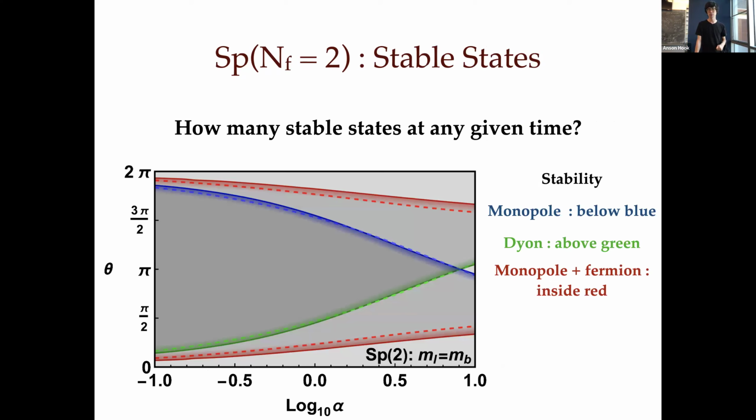And so at the very bottom is theta equals 0, where the only stable state is the monopole. But you can see above, once theta is a little bit nonzero, you actually have 3 different stable states, or rather, actually 4 different stable states. You have the monopole, the dion, and a monopole plus a fermion with charge B minus L plus 1 or -1. And so actually, the stability diagram is quite amusing. There are a lot of stable states as soon as you get away from theta equals 0.